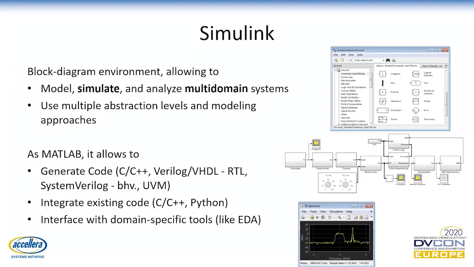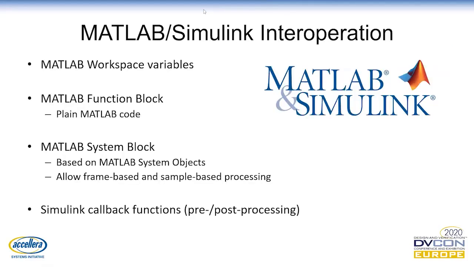And like MATLAB, Simulink allows you to generate code like C and C++, but also, as I said before, RTL code, as well as SystemVerilog and UVM behavioral code. It can also integrate existing C and Python code, and it can interoperate with domain-specific tools like EDA tools. This part will be described in the second part of this tutorial by my colleague Baruch. Now, MATLAB and Simulink are not two separate worlds, but they can work together. And here are some ways to implement such interoperation between the two tools.